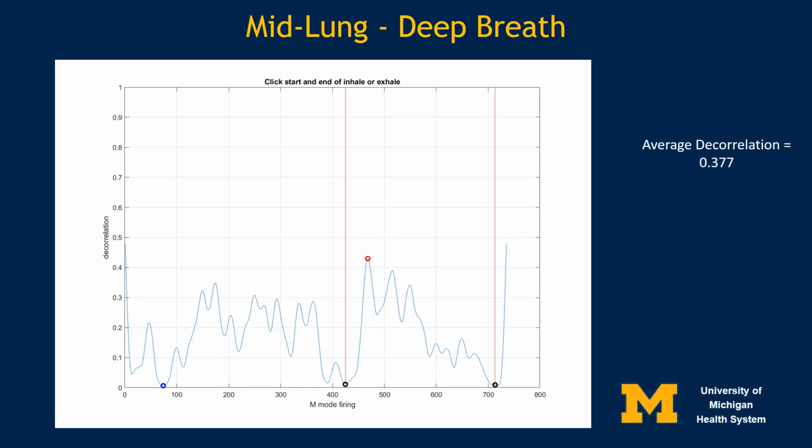So this is a decorrelation plot in the mid-lung in the same normal subject. You'll notice that the decorrelation is higher in this portion of the lung than in the apex. So there is more motion of the lung surface in the mid-lung than in the apex, consistent with more ventilation occurring in the mid-lung. The measures are again made between the two vertical lines, which corresponds to either inhale to exhale or exhale to inhale.